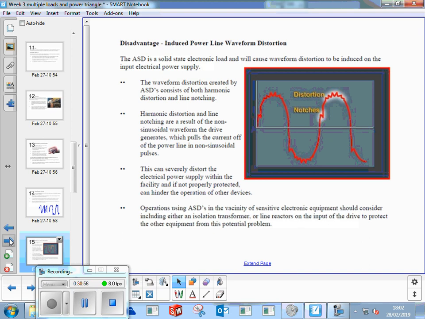So it's again for the same reason, it's recreating this sine wave by quickly turning on and off DC power to create the waveform shape at a different frequency. So it pulls the current from the power line in pulses and causes these notches. This can severely distort the electrical power supply within the facility. If not properly protected, it can hinder the operation of other devices. So they have to be careful to filter this. Use filters to stop these VSDs putting these notches onto the mains, because other sensitive electronic equipment won't like it.